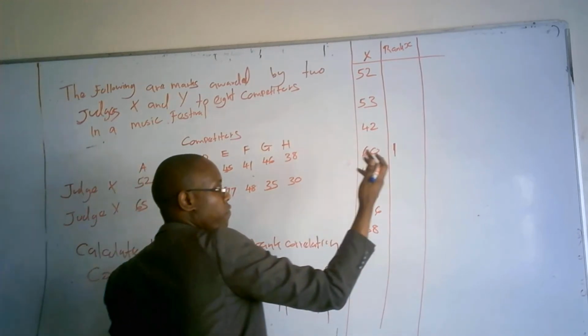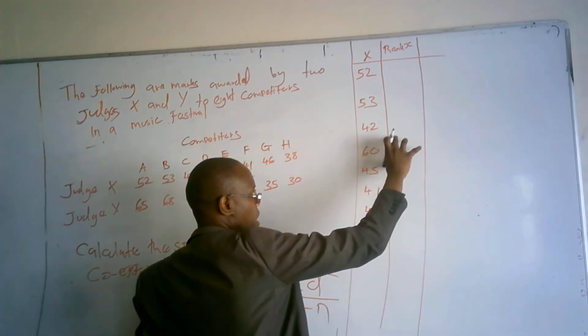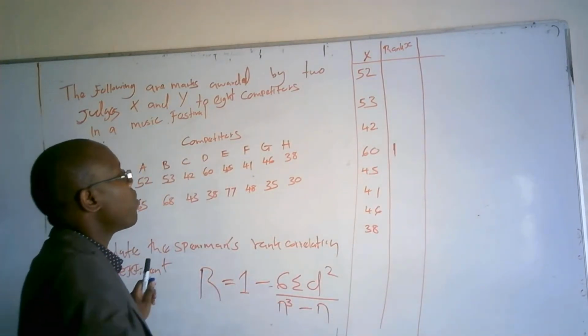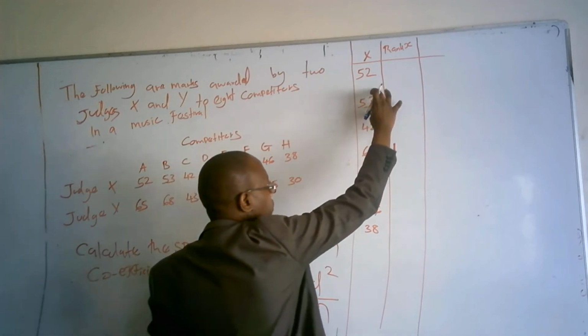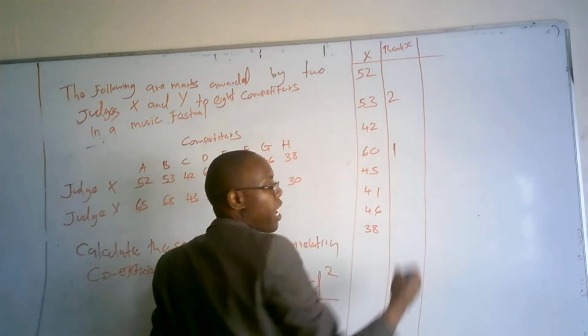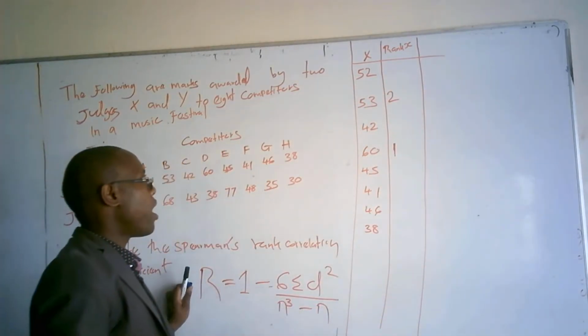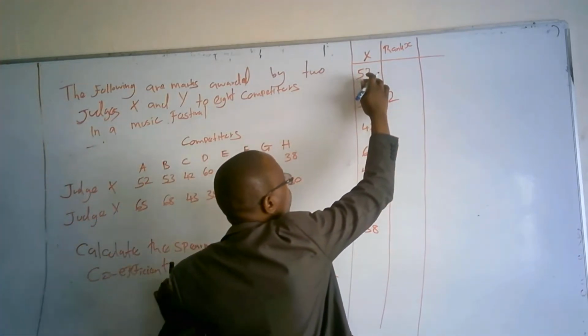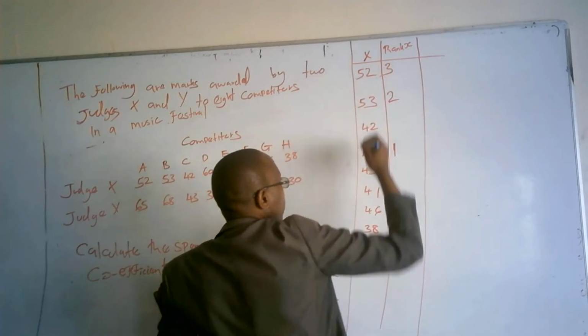So whereby you have the highest marks, you become number one. So it's going to be number one there. And then you can see followed by 53, which will be rank 2. So we are going to rank it as number 2. Followed by, if you can see, 52. 52 will give it rank 3.